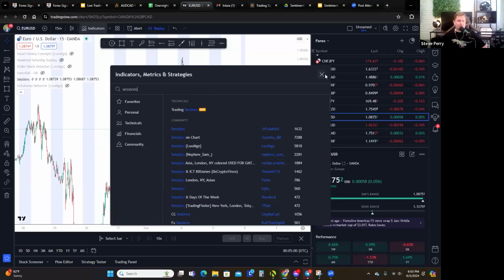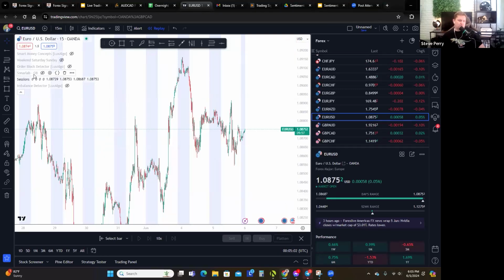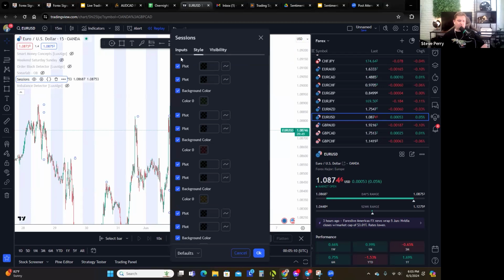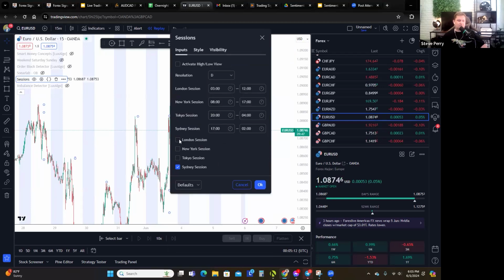The only thing that you need to be able to do when you pull these up is go up to your settings and go to your inputs, and there needs to be an option to select Sydney, Tokyo, New York, and London. Those are the four sessions. So if I flip all these on, it's actually going to light up my charts here.